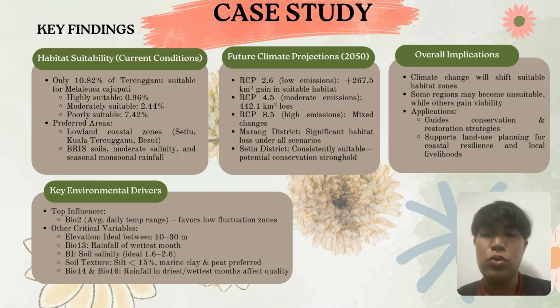Projections for the year 2050 under 3 climate scenarios show contrasting trends. RCP 4.5 predicted the greatest loss in suitable habitat, approximately 442.1 km², while RCP 2.6 projected an increase of 267.5 km², suggesting that a lower emission scenario may support range expansion.